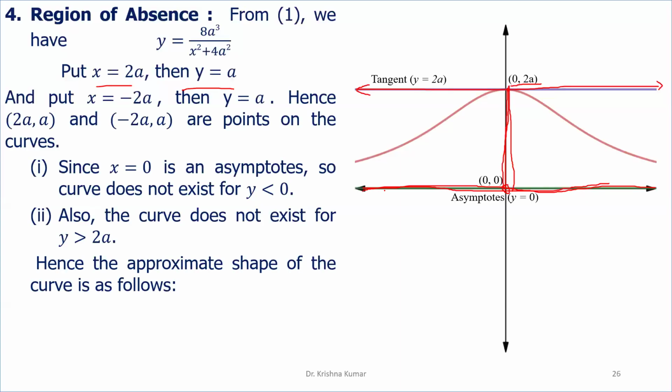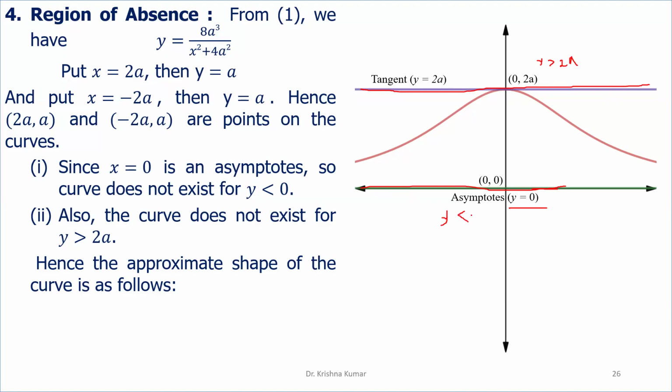Definitely the curve lies between y equal to 0 and y equal to 2a. There is no part for which y is greater than 2a, because this is a tangent. If it were greater, then this curve would cut the tangent at that line, so that would not be a tangent. Similarly, this is an asymptote.